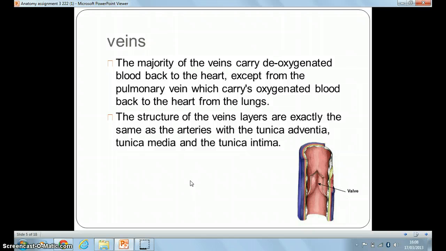Veins. The majority of the veins carry deoxygenated blood back to the heart except from the pulmonary vein, which carries oxygenated blood back to the heart from the lungs. The structure of the veins layers are exactly the same as the arteries, with the tunica adventitia, tunica media and the tunica intima.